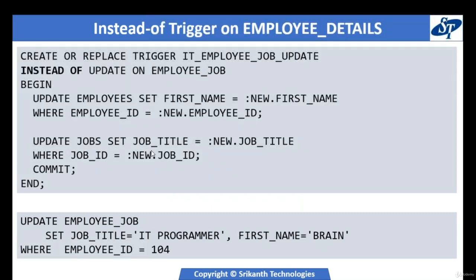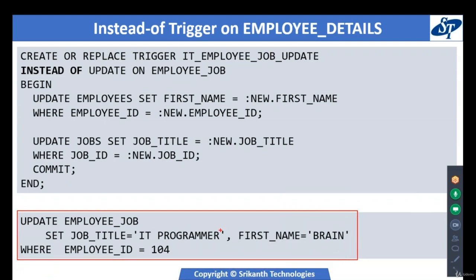So create an instead of trigger on employee job, because instead of triggers can be created on views. And then I'm trying to bypass the actual command. So I'm not going to execute the original update command. For example, this is the original update command, and we don't want this to be executed. Whenever you give this command, we want Oracle to execute this block, and that is our instead of trigger.